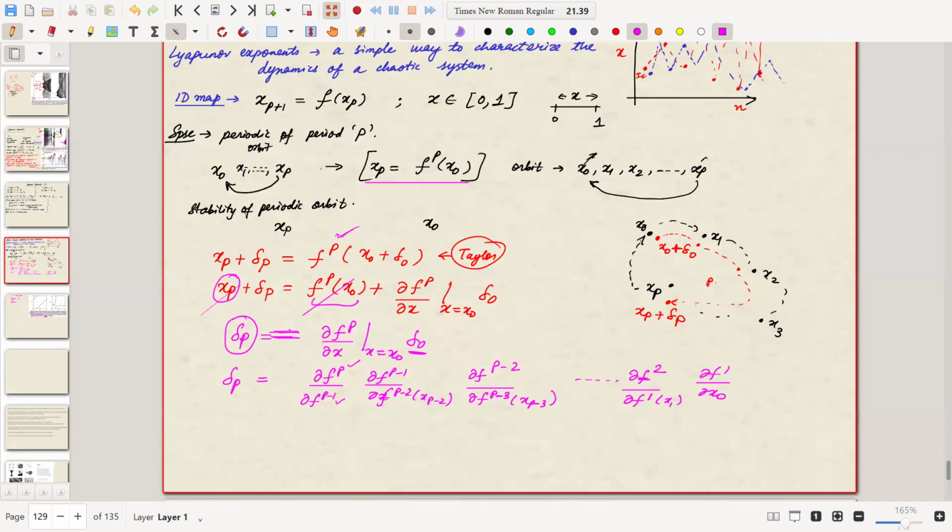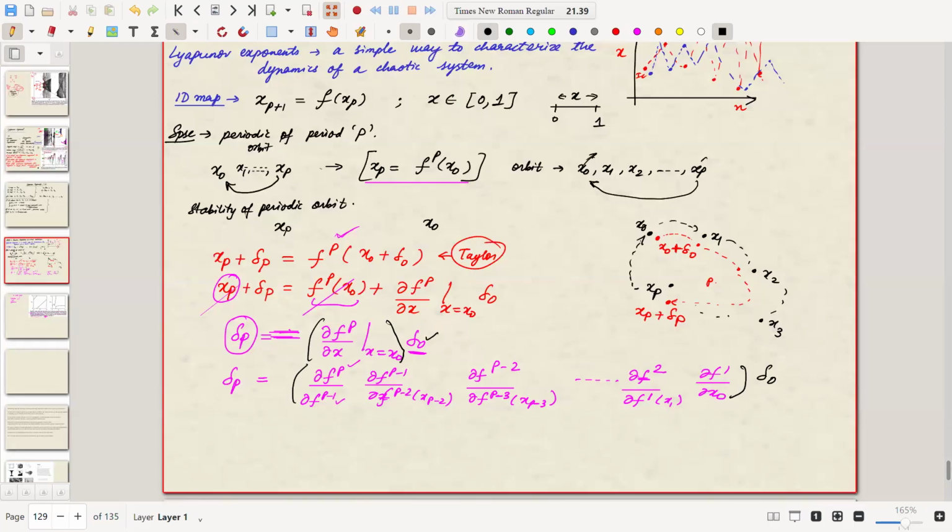So what's the next step? What's the next step? I'm missing something here, isn't it? So this whole thing is this one. This whole thing is this, right? It is multiplied by delta naught.